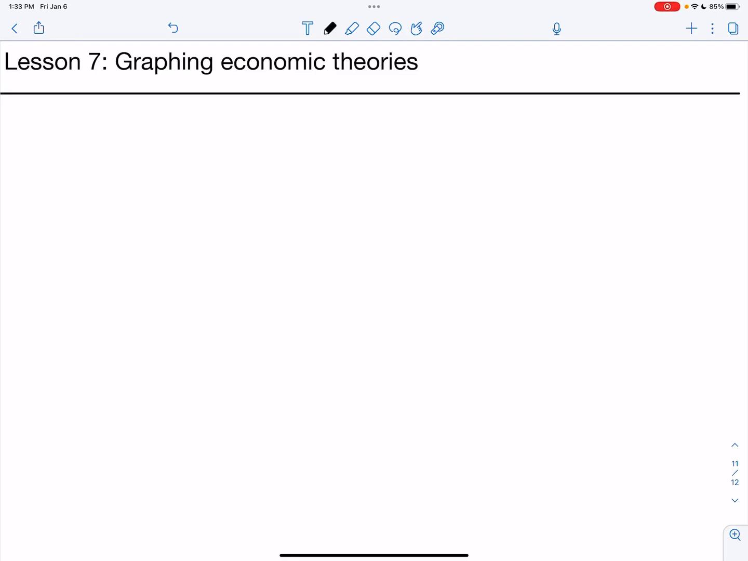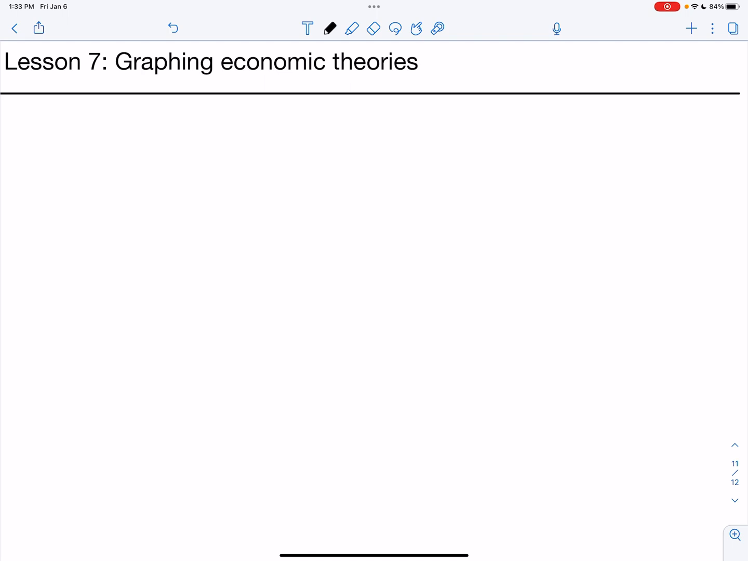So in this video, we're going to be talking about graphing economic theories. In the previous video, we talked about graphing economic data. When we're graphing economic data, usually we have what are called discrete points. We have a given set of observations: observation 1, 2, 3, 4, etc. And then we want to find a way of representing all of those points on a graph.